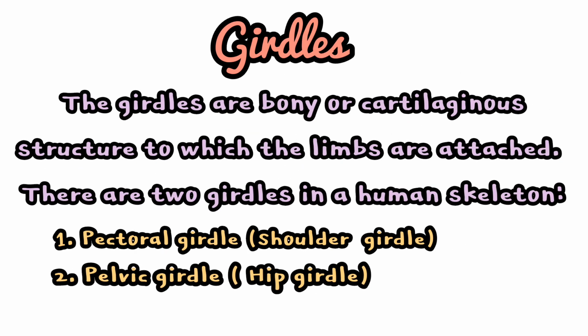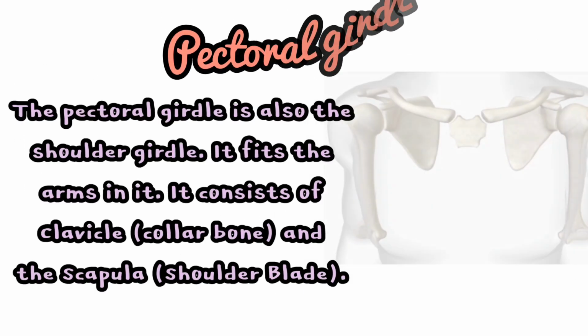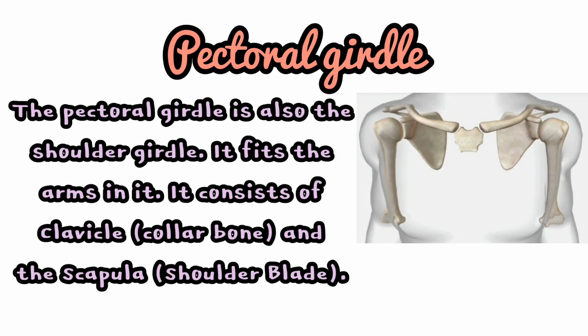Girdles. The girdles are bony or cartilaginous structures to which the limbs are attached. There are 2 girdles in the human skeleton: pectoral girdle, the shoulder girdle, and pelvic girdle, the hip girdle. Pectoral girdle. The pectoral girdle is also the shoulder girdle. It fits the arms in it. It consists of clavicle, collarbone, and the scapula, shoulder blade.